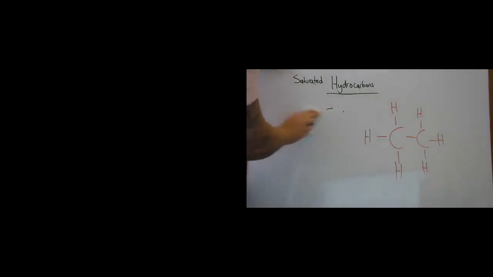So if we look at, we can name these basic, we call them alkanes. They are the most basic. So when we're looking at organic chemistry, everything has this carbon backbone.